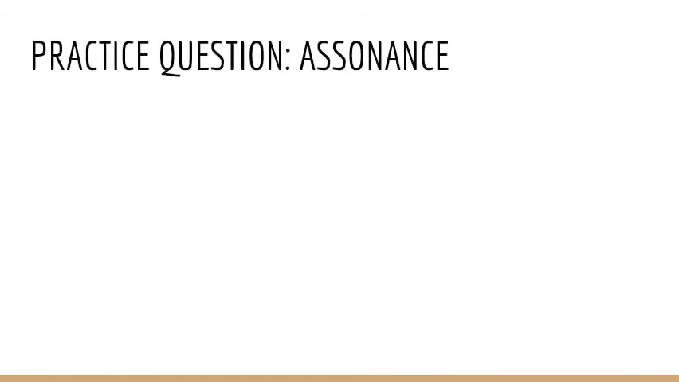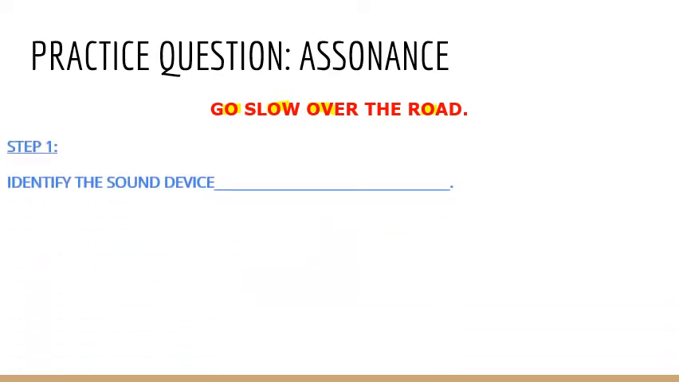We're going to just look at a practice question for assonance. I picked something very simple. Go slow over the road, and quite clearly there you can see the repetition of the O, the long O sound. So as I said with alliteration as well, your first step is always going to be to identify the sound device, and that is where your marks should come quite easily.